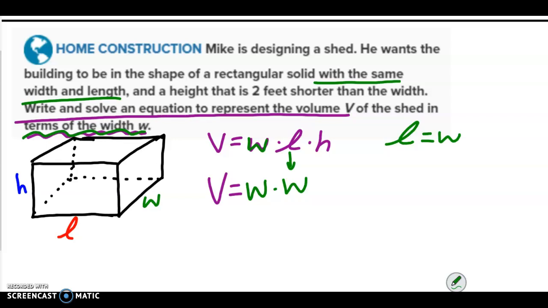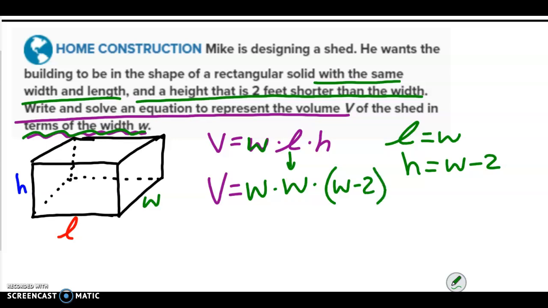And then the height is 2 feet shorter than the width. So the height is going to be the width minus 2. So if the width was 10, the height would be 8. Right? It's 2 shorter than whatever the width is. So it's both these W's times W minus 2. We can replace that H with W minus 2 because they wanted it all in terms of W. So they want you to turn all of those variables into some relation of W.